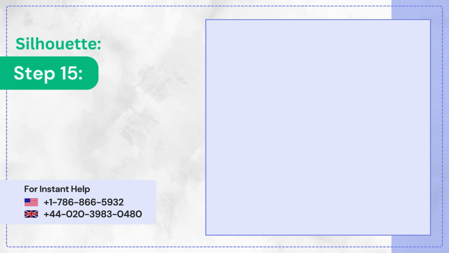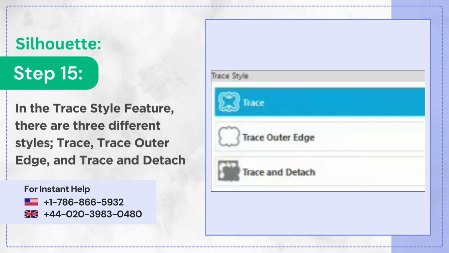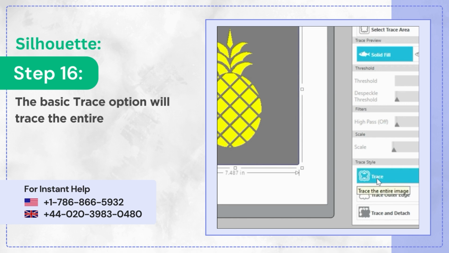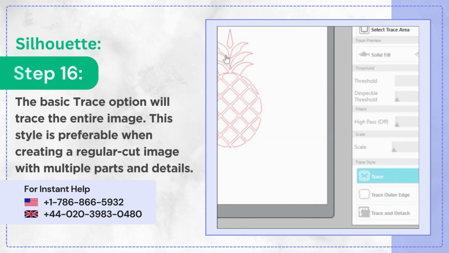Step 15. In the Trace Style feature, there are 3 different styles: Trace, Trace Outer Edge, and Trace and Detach. Step 16. The Basic Trace option will trace the entire image. This style is preferable when creating a regular cut image with multiple parts and details.